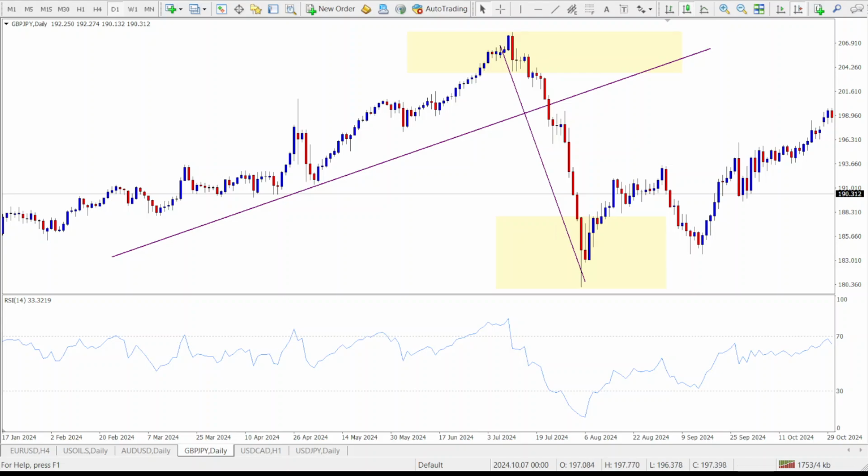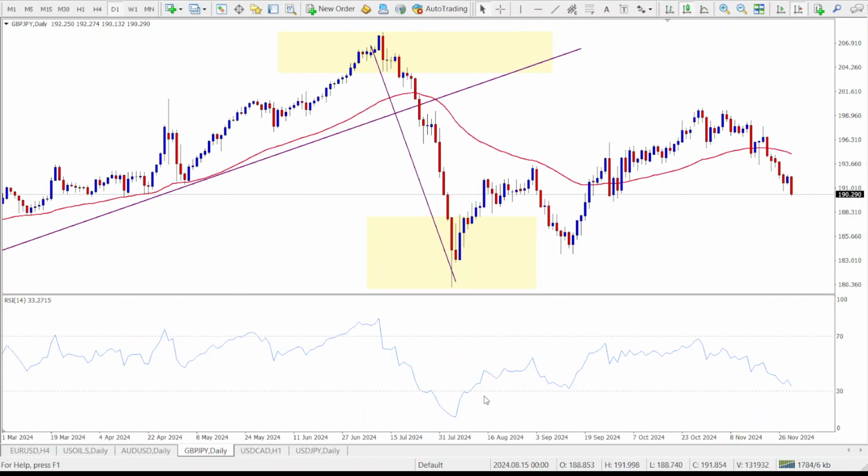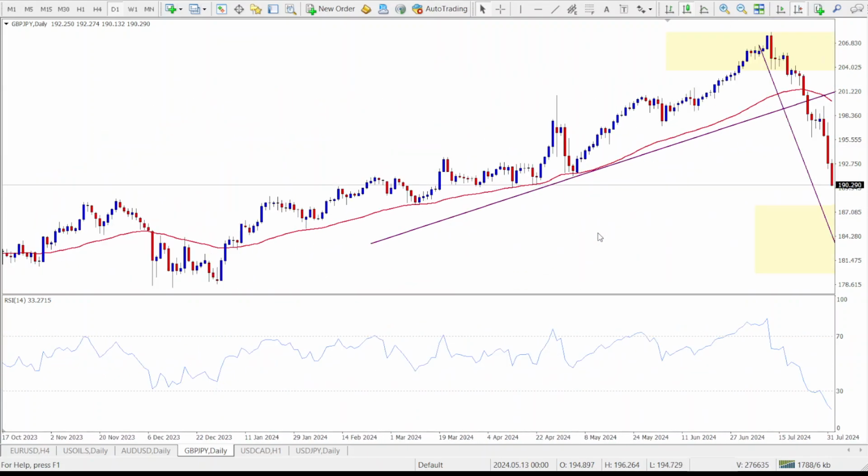Now, to maximize the effectiveness of the RSI crossover strategy, many traders choose to combine it with other indicators, popular choices including moving averages, right? So I'm just going to add a moving average to the chart, as we are going to be using that as a confirmation tool. For example, if the RSI crosses above 30, I added the 50 period moving average, as we can see. For example, if the RSI crosses above 30 and the price is also above the 50 period moving average, let us look at a bullish trend.